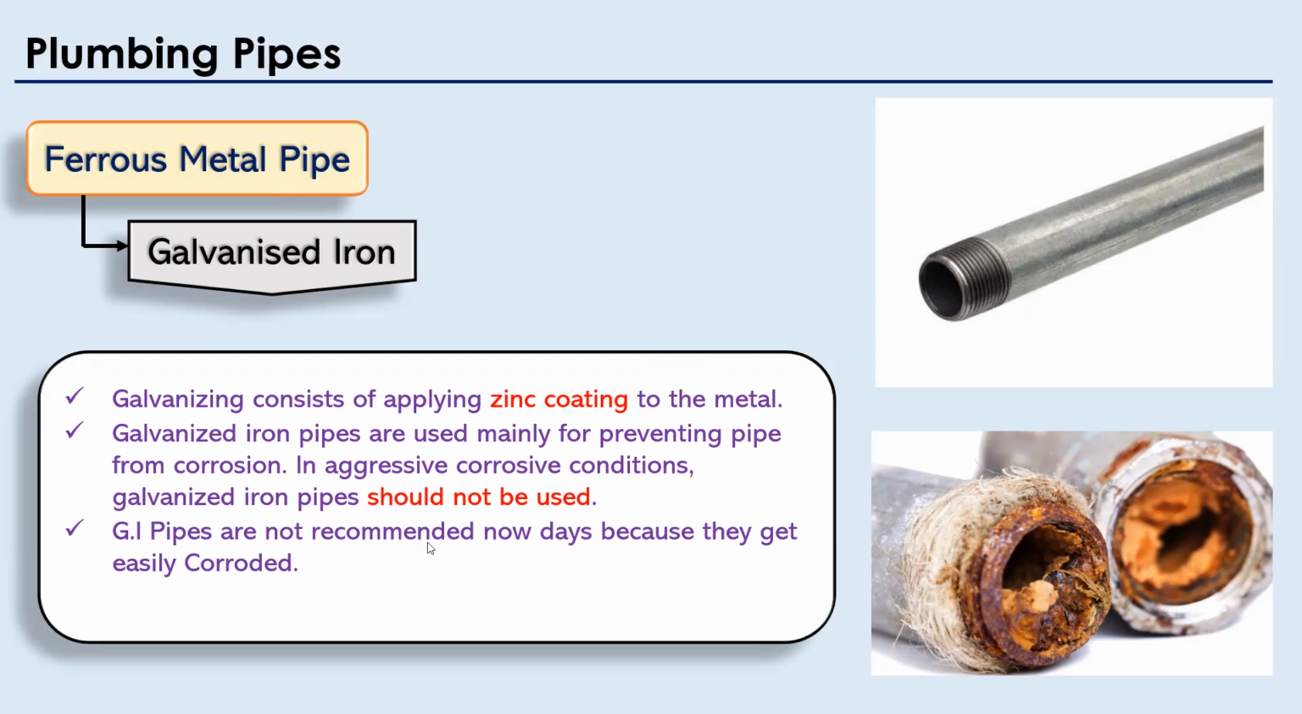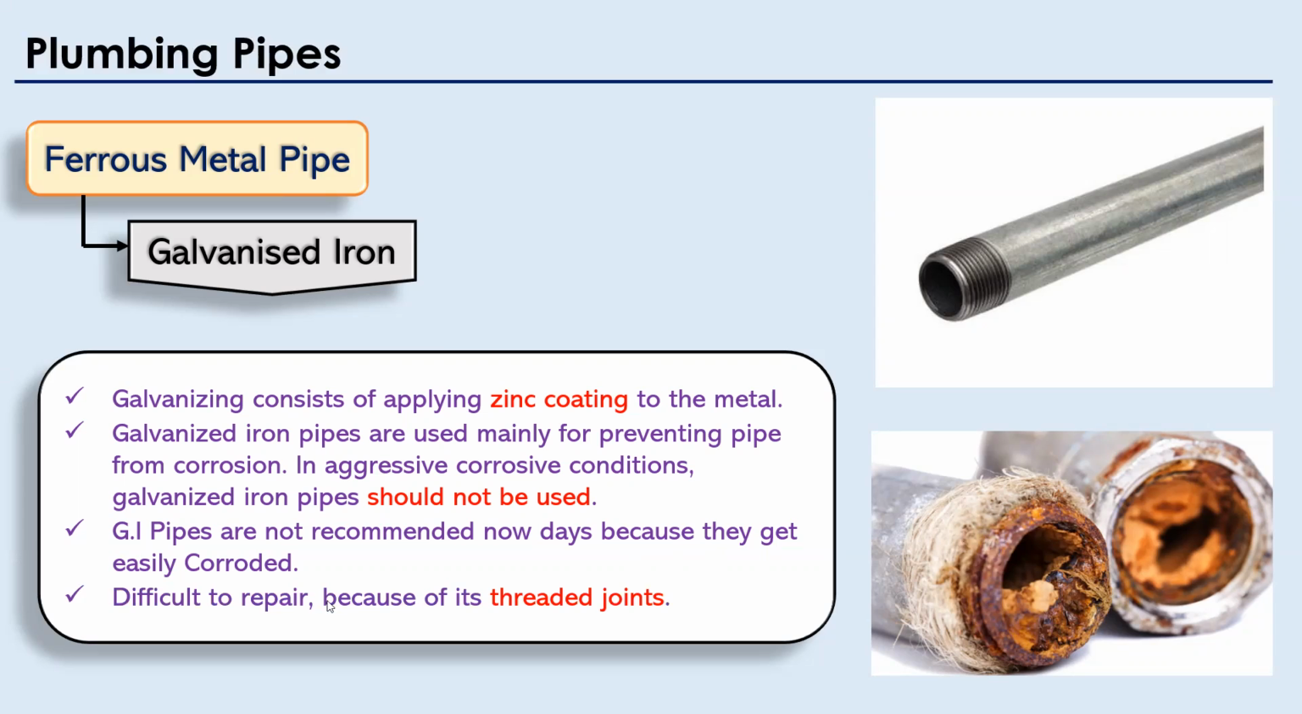GI pipes are not recommended nowadays because they get easily corroded. These GI pipes were very much used in the previous days. After PVC, after plastic pipes came into this industry, GI pipes are not much common nowadays, because there are a lot of drawbacks in these GI pipes.